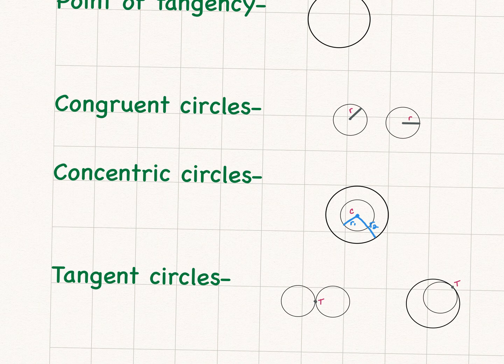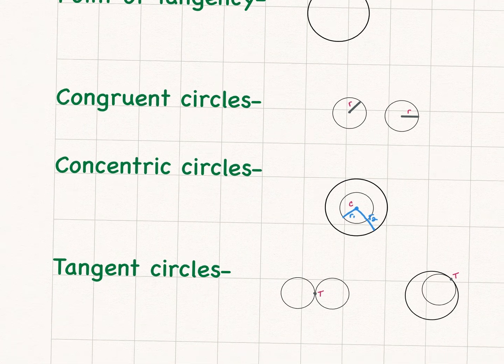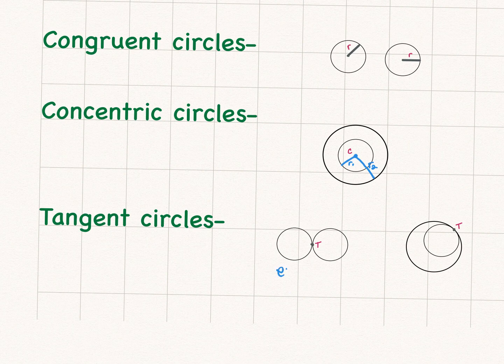Then we can have tangent circles. Circles can be externally tangent, or they can be internally tangent. External means that the circles are outside of each other and they meet at one single point. Tangent means one single point. Internally tangent circles means that one circle is inside the other circle and they meet at one point.